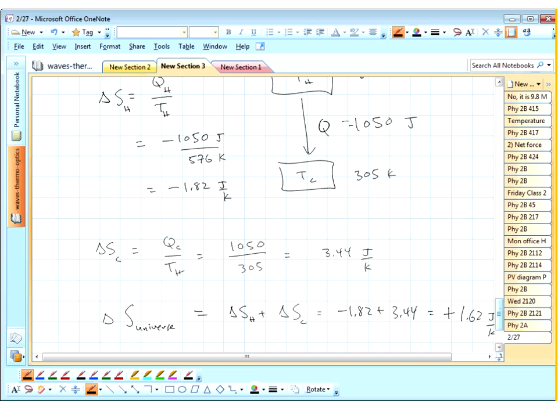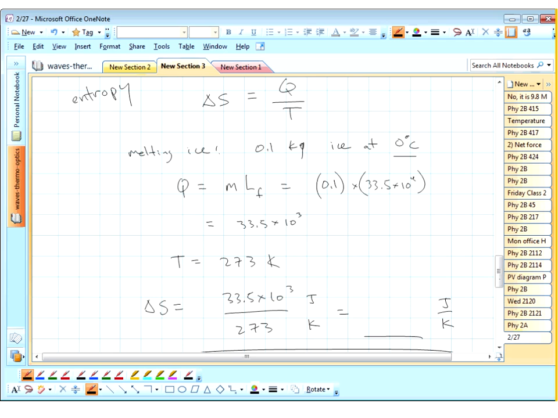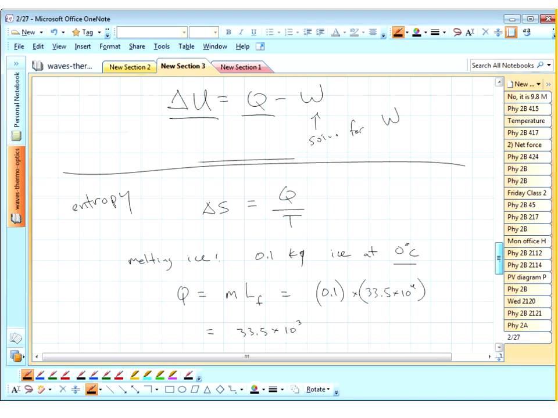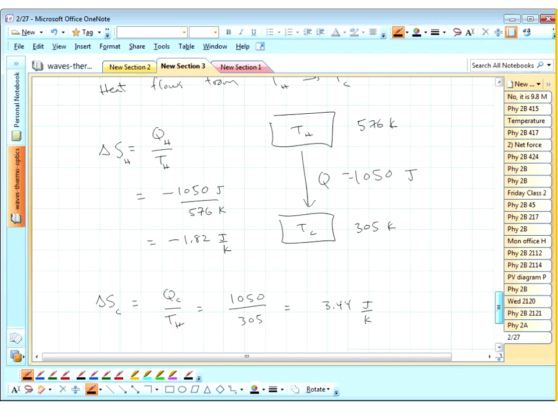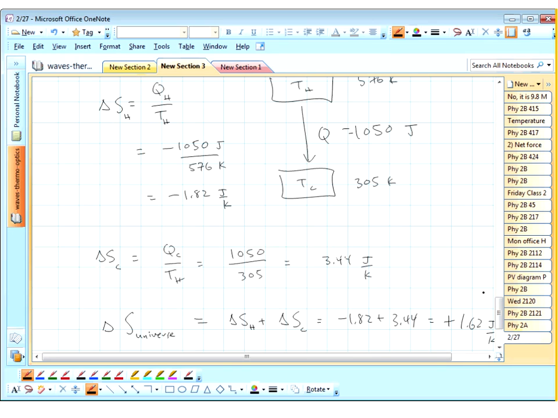Good? Okay, so a couple of examples there. The first one here, very common problem, and the second one is sort of another common way of looking at it. But those types of problems for entropy change.